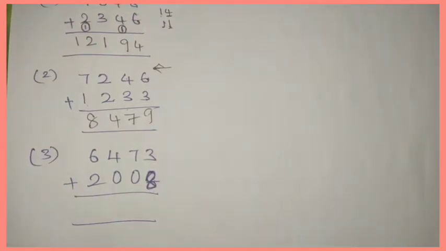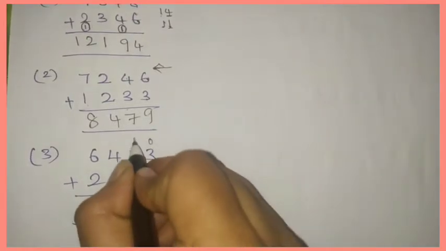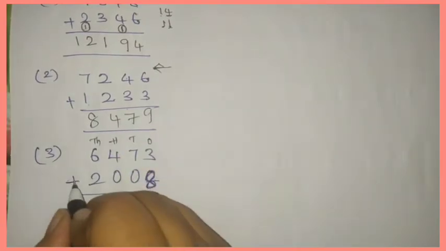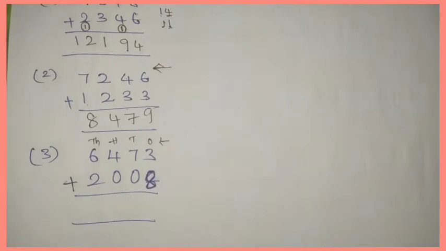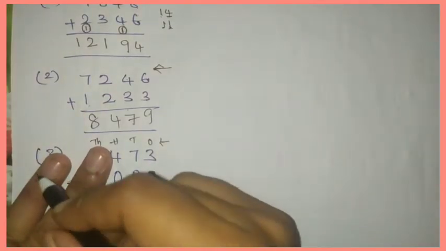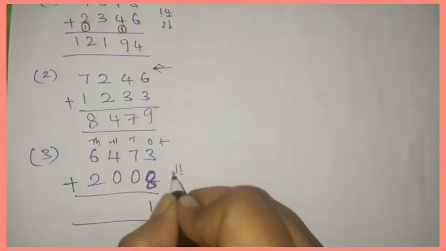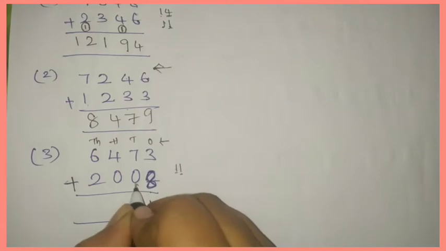Here 8 is there. This is ones, tens, hundreds, thousand. We will start doing addition from ones place. 3 plus 8: 8, 9, 10, 11. So 11 is a 2-digit number, so we'll write 1 here, and this one is taken as carry.